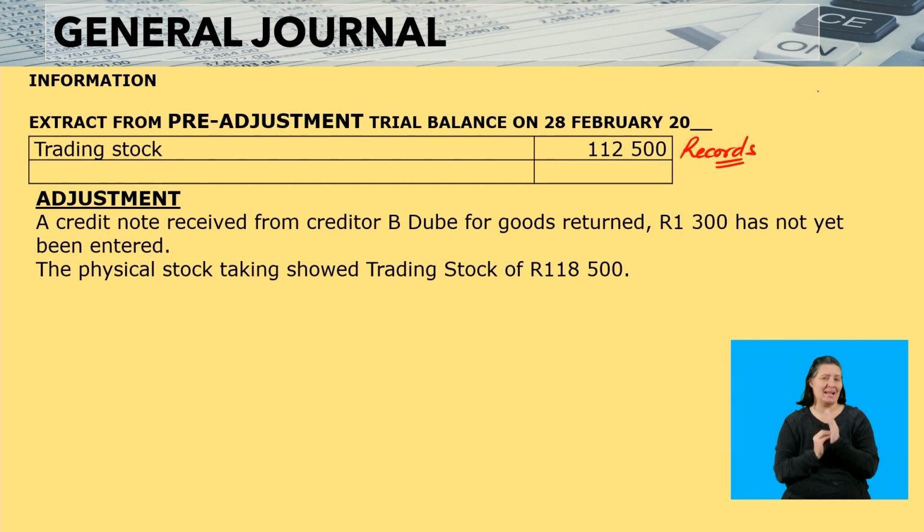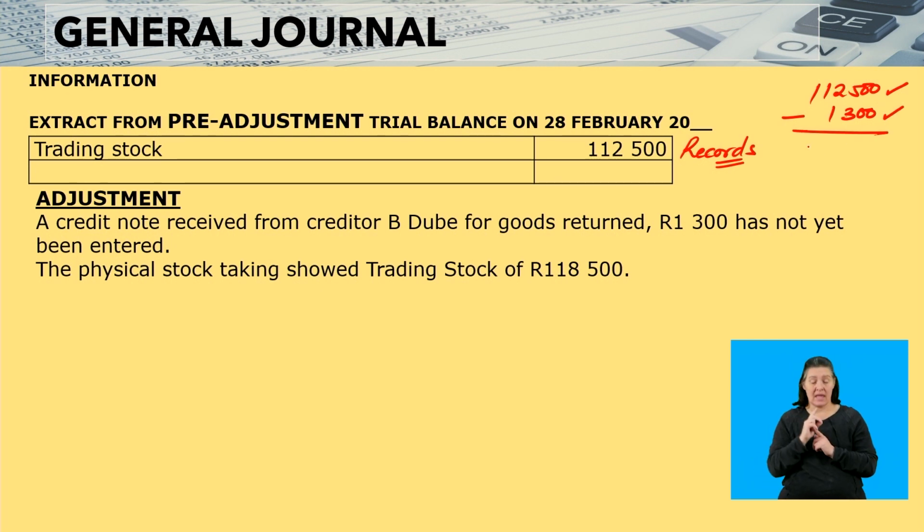So they're trying to tell me from this 112,500, I have to come and subtract 1,300. I'm subtracting the 1,300 from that particular amount. It is very important that you do that before you can continue. So I want you to have your calculator and say 112,500 minus the 1,300. And then you end up with 111,200.